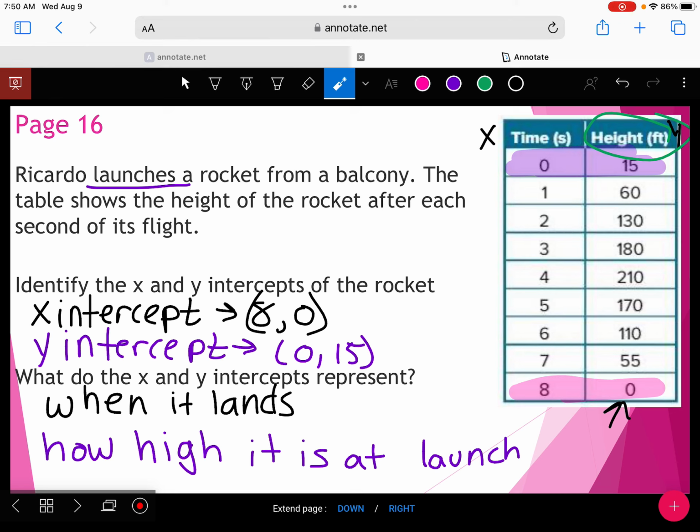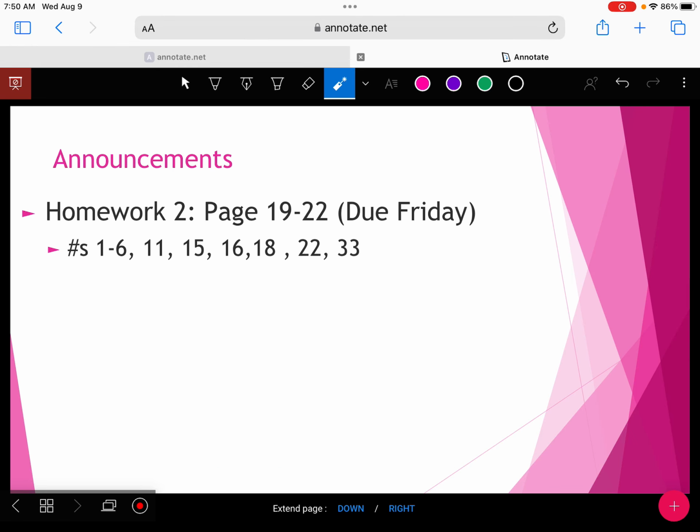And then you also do not have to turn it in today. We are going to talk about the last 2 things tomorrow, so don't try and like force it to finish because we're not there yet. We have to talk about 2 more things. But again, it is these questions. These are questions 1 through 6, 11, 15, 16, 18, 22, and 23, or 33, from pages 19 and 22. It's the same exact questions. I just printed it out so you could scribble on it.